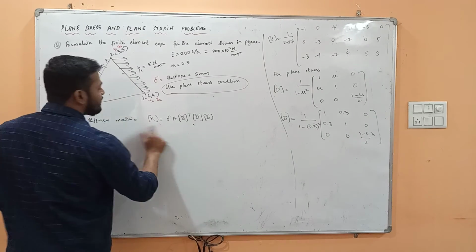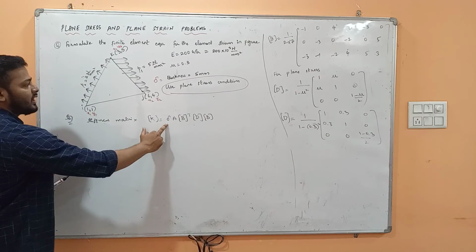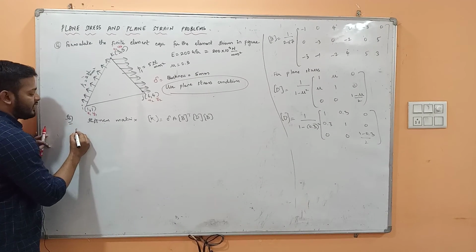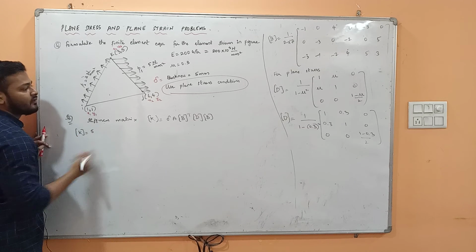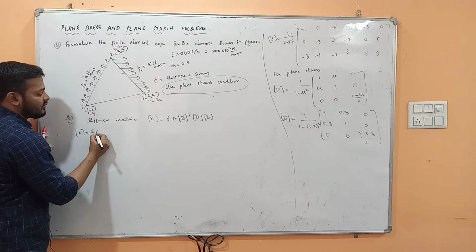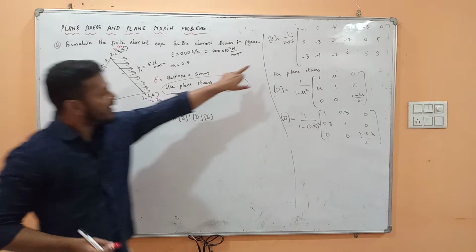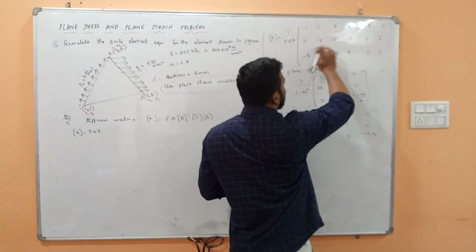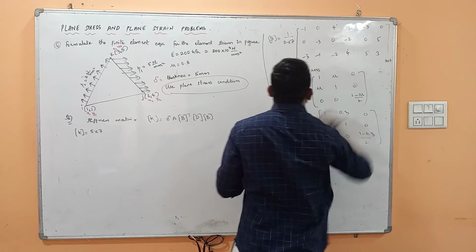So what is the formula of K matrix? Delta A into B transpose DB. So delta has been given in the question, which is 5. So I am finding out matrix K. Delta is given as 5. Area we got as 7. B transpose. So we have B here. So what is B matrix? It has 3 rows and 1, 2, 3, 4, 5, 6, that is, 6 columns.